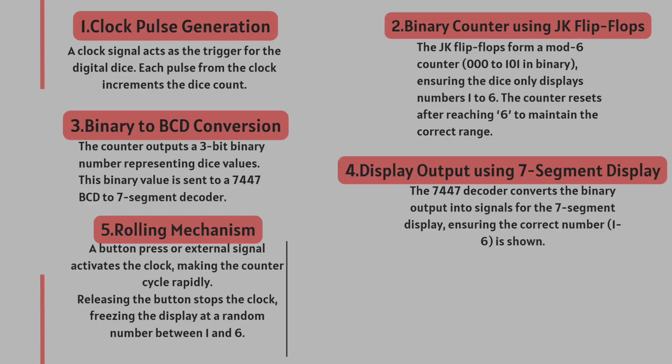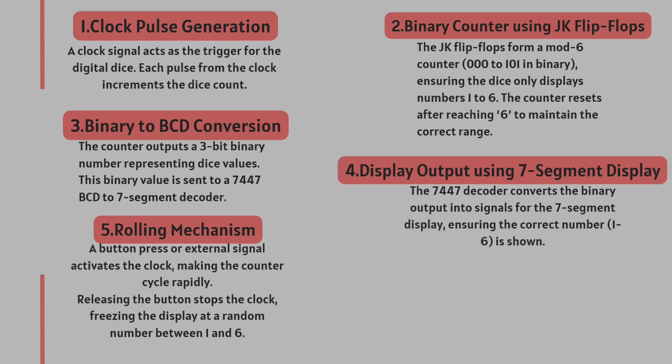So, how does it work? First, clock pulse generate a clock signal act as the trigger for the digital dice. Each pulse from the clock increment the dice count. Second is binary counter using JK flip-flop.